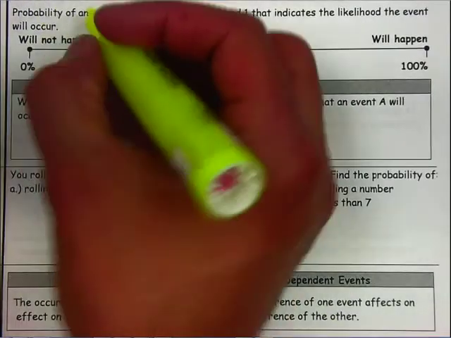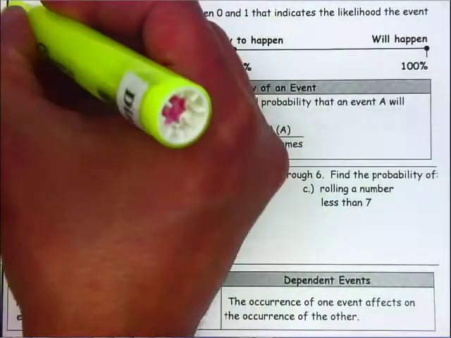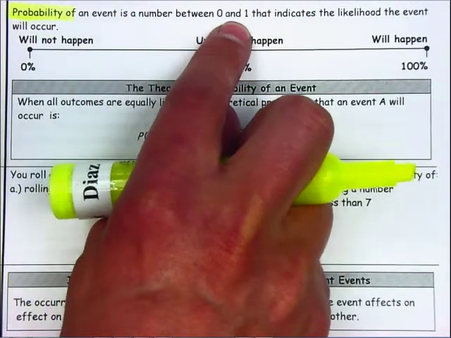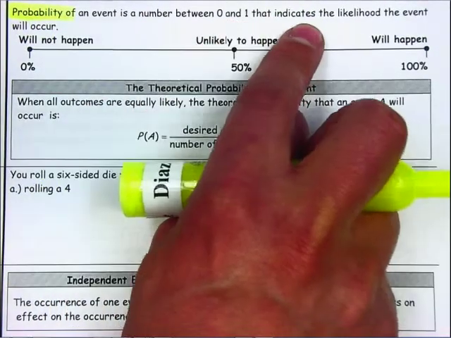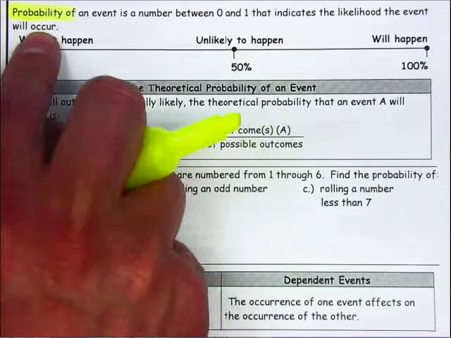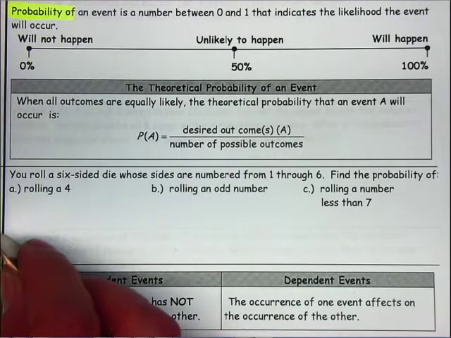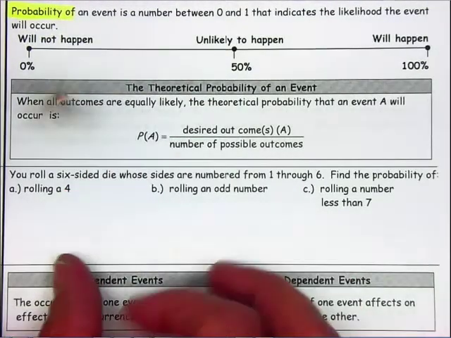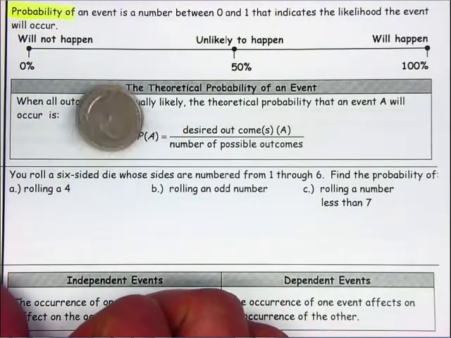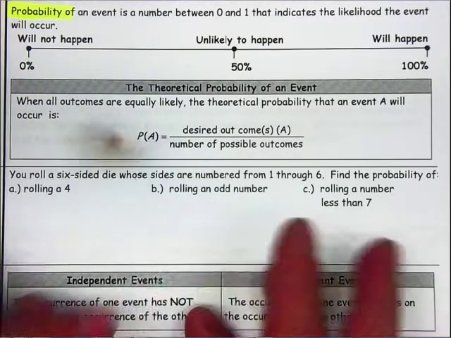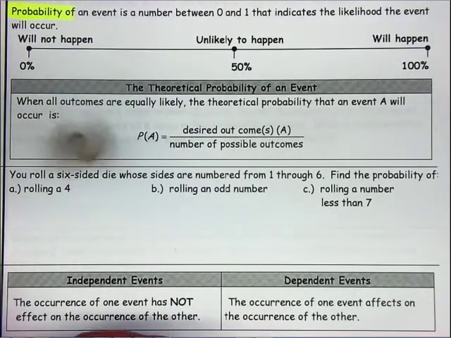The probability of an event is a number between 0 and 1 that indicates the likelihood that an event is going to occur. So how likely is an event to happen? All of you have flipped a coin, so it's how likely is it for us to get tails.